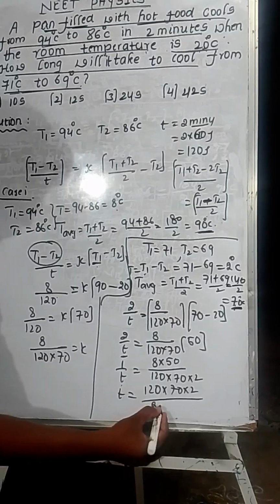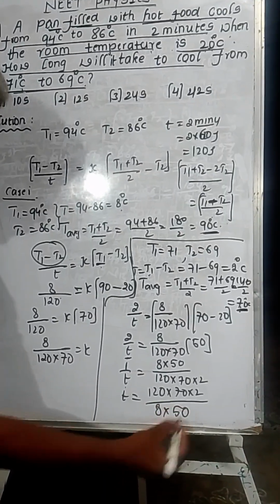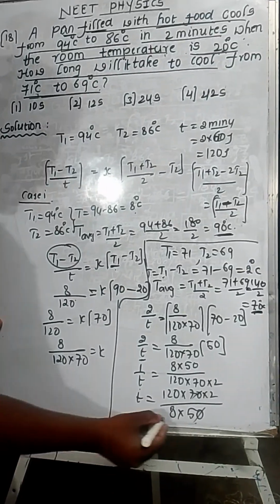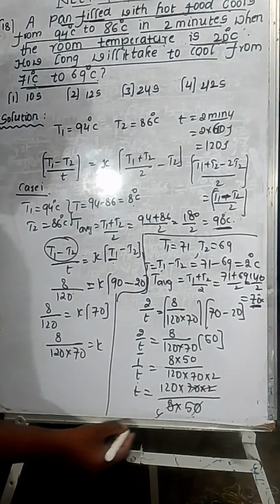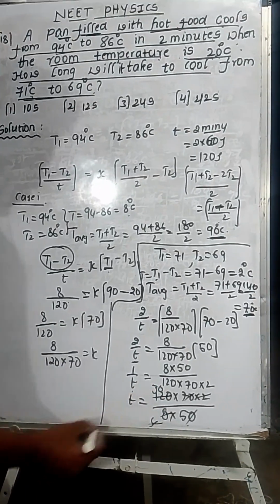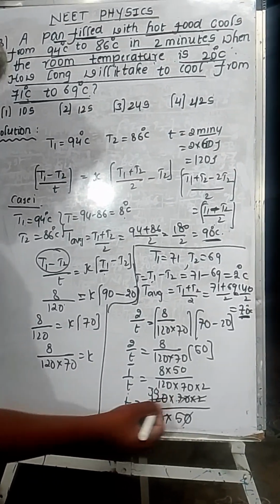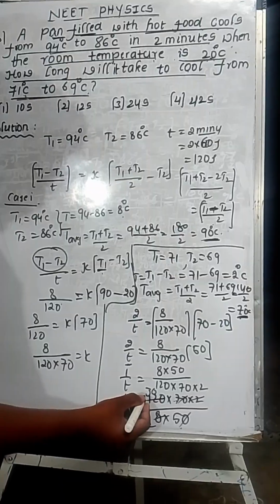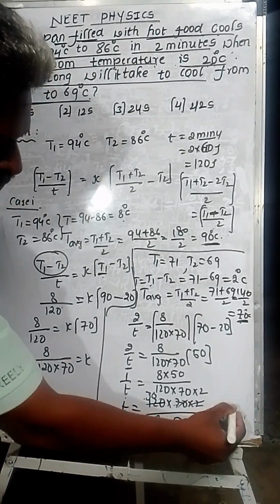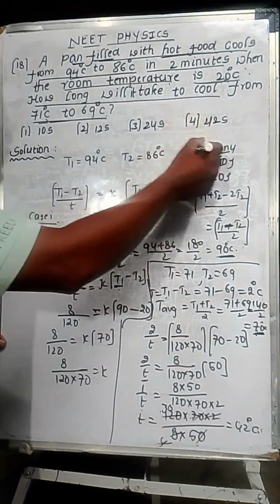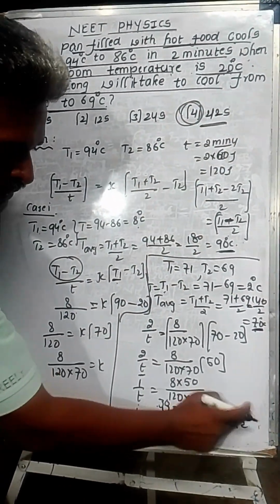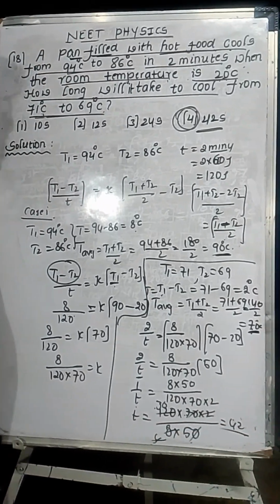by 8 into 50. Now we are simplifying this equation: the zeros cancel, 4 times cancels, and 30 times cancels, that is equal to 7 into 7 into 30, which is equal to 42. Sorry, 42 seconds is what we are getting, that is the total time.